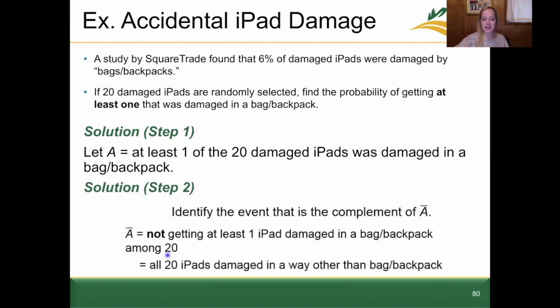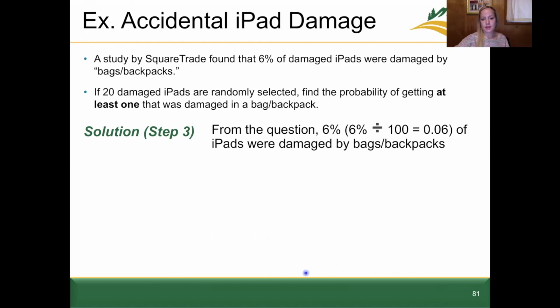Recall that we figured out here that A bar is that all 20 iPads were damaged in a way other than in a bag or a backpack. Let's look at the information given in the problem. So this source found that 6% of damaged iPads were damaged by a bag or a backpack. Let's first put this 6% into a non-percentage. So we take 6% divided by 100, or move the decimal point over 2 times to the left, we get 0.06. This is not yet solving for the probability of A bar.